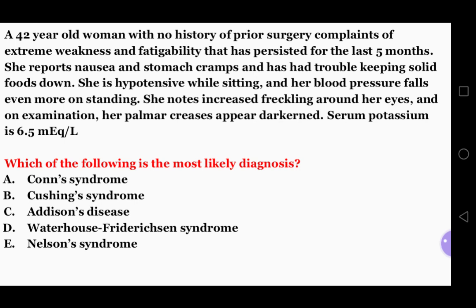Another question: a 42-year-old woman with no history of prior surgery complains of extreme weakness and fatigability that has persisted for the last 5 months. She reports nausea and stomach cramps and has had trouble keeping solid foods down. She is hypotensive while sitting and her blood pressure falls even more on standing. She notes increased freckling around her eyes, and on examination her palmar creases appear darkened. Serum potassium is 6.5 milliequivalent per liter. So the diagnosis is Addison's disease.